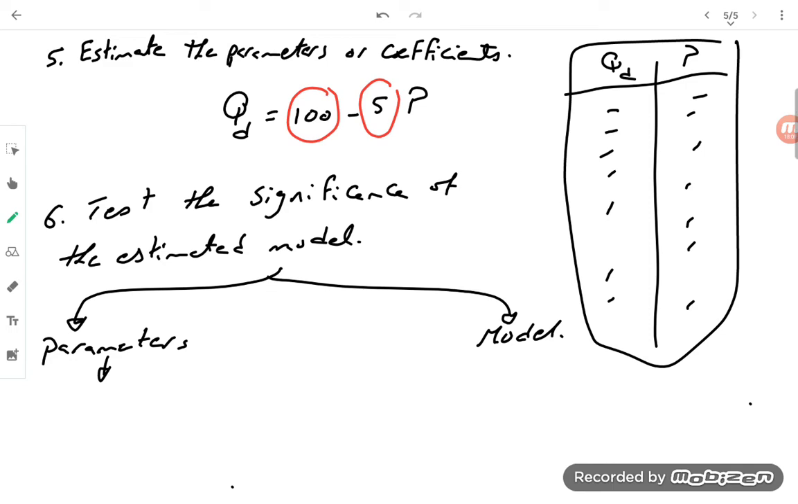So this is part number one, which is related to the parameters, and this is going to be done by t-tests.